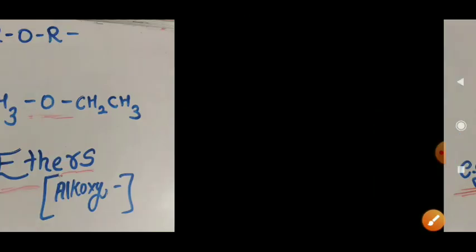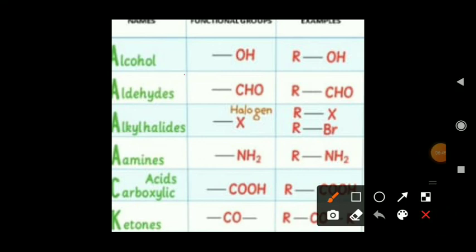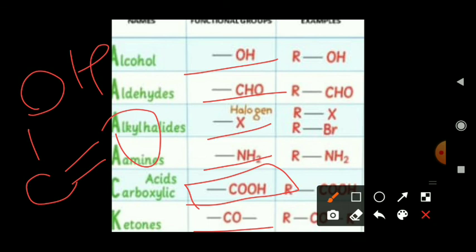Now in the chart you can see alcohol stands for OH, aldehyde stands for CHO, alkyl halides X, halogens, amines NH2, ketone CO, and carboxylic acid C double bond O and OH. So this is what carboxylic acid is.